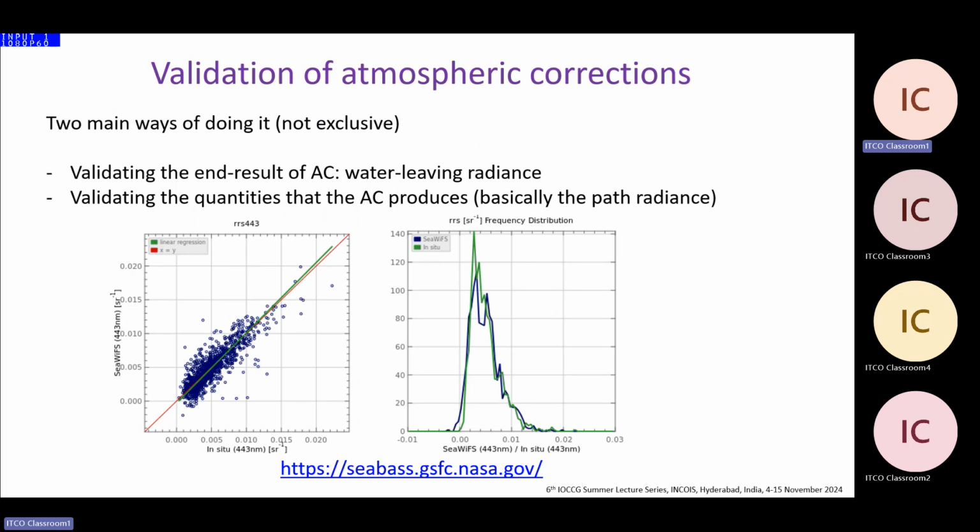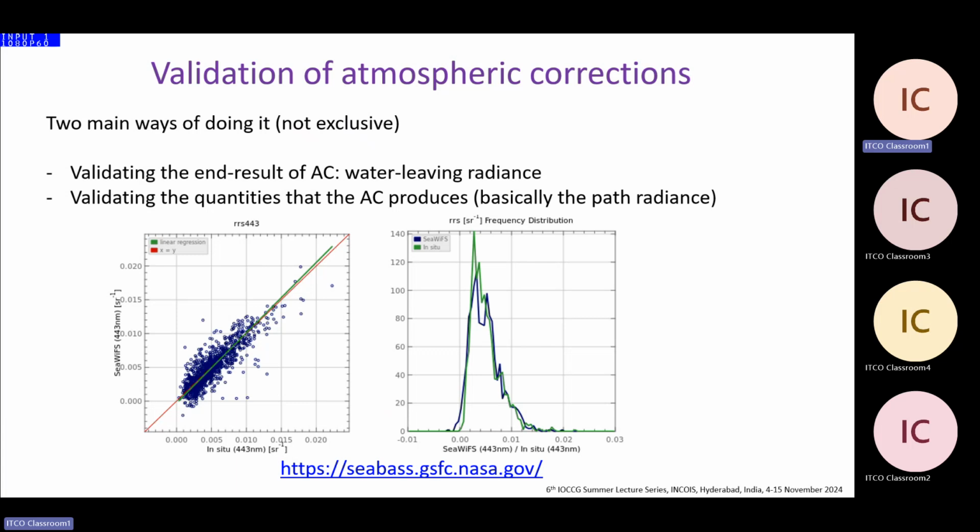Okay, when you have done all of this and you think you have been doing a very great job in developing your algorithm, now you need to validate this and to be sure that you're doing the right thing. So I would say, and that's what is on this slide, that you have maybe two main ways of doing this, which are not exclusive, of course. Well, the first thing is to validate the end product, so the water-leaving radiance, or maybe the chlorophyll, even if you don't care about the water-leaving radiance, you just want to look at the chlorophyll.